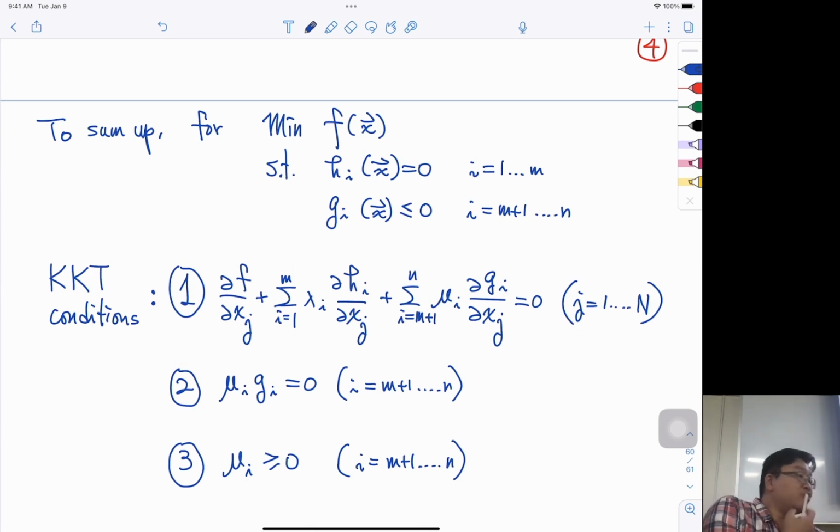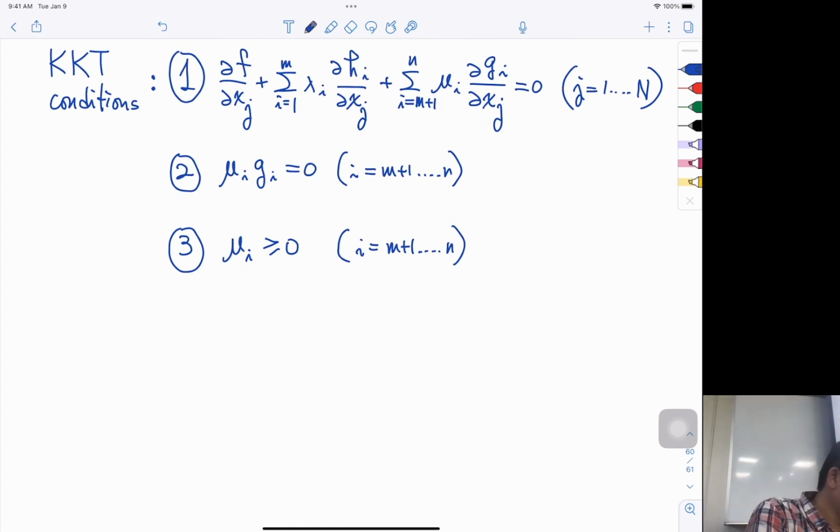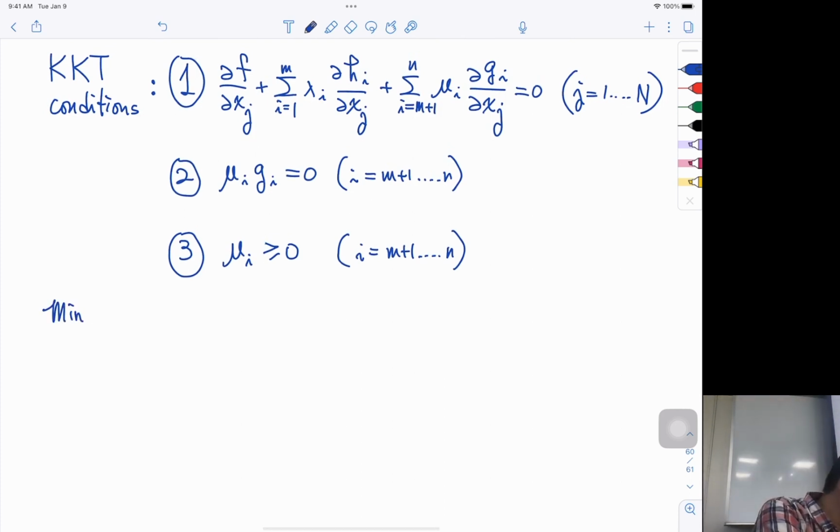Okay, so how do we use it? If you have an optimization problem and you found the optimal solution, you can implement those to check whether that solution is optimal. If all three satisfy, it should be. So let's try to solve a problem. A very simple problem.